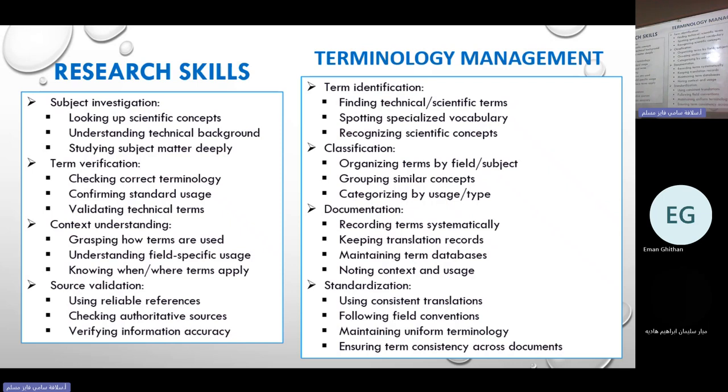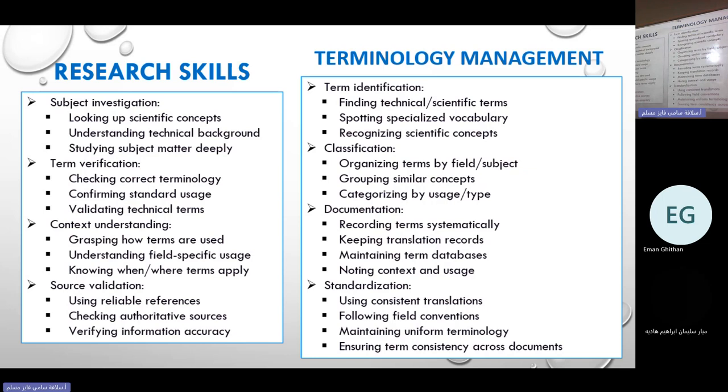Okay? Context understanding, grasping how terms are used, understanding field-specific usage, knowing when and where terms apply. Okay? Last one, source validation using reliable references, checking authoritative sources if the sources are verified, okay? And verifying information accuracy.